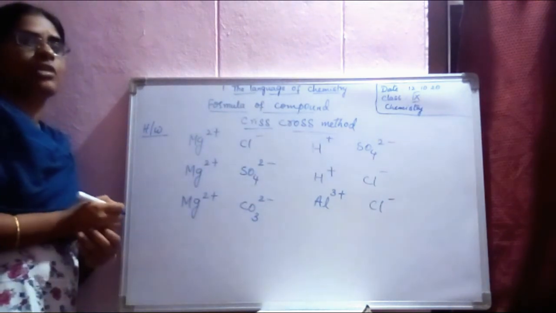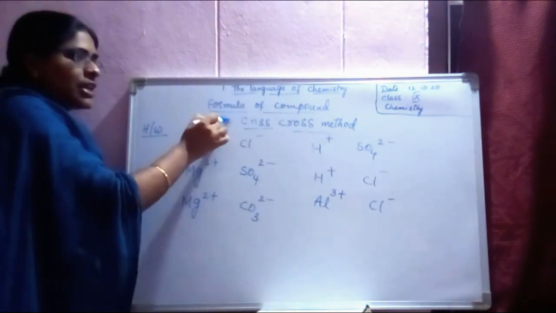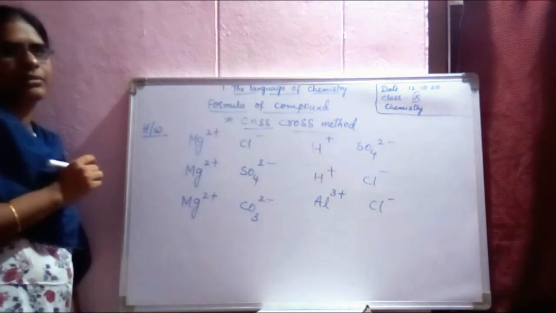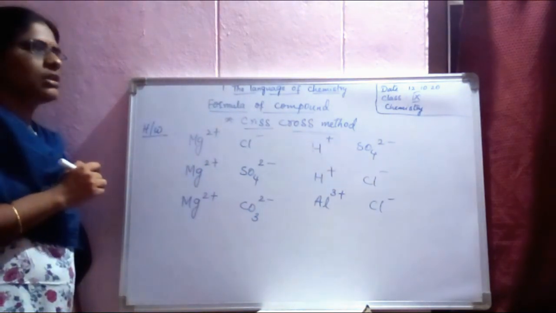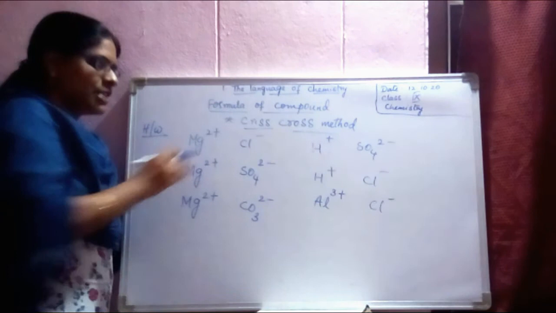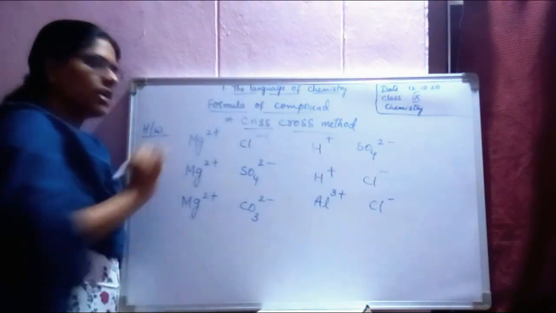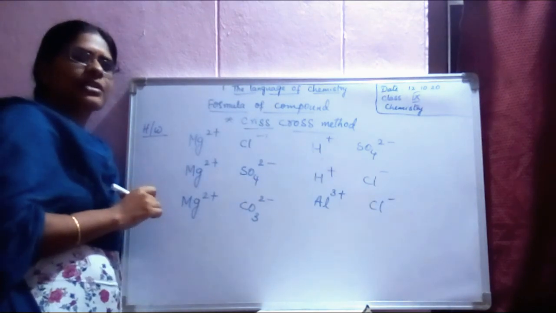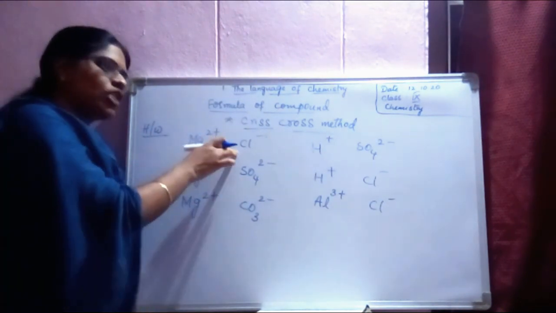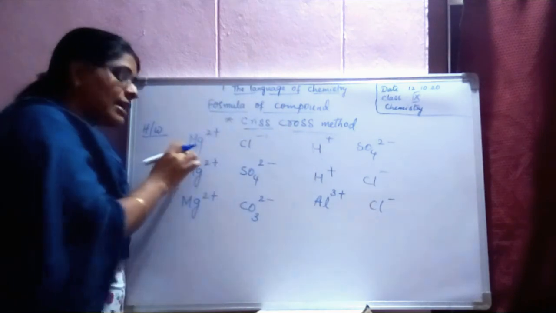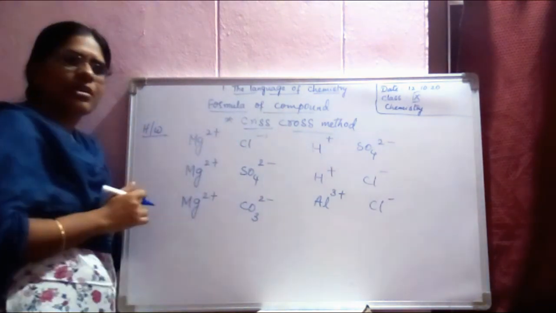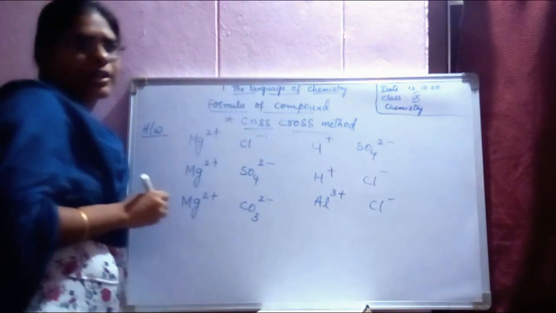Write the formula of the compounds using the crisscross method. Okay, children? Just simply, minus means there is a charge 1. Like this, you do the crisscross method and find out the compounds. Write the names. Okay, children. Thank you.